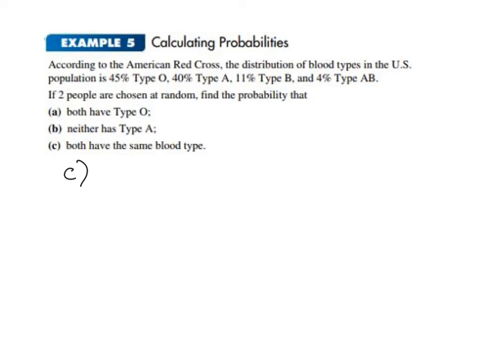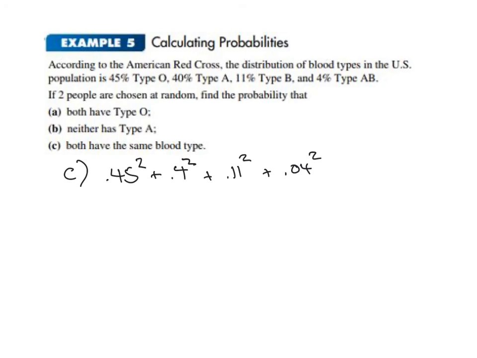To calculate C, both have the same blood type, is really a combination of four different possibilities. They're either both type A, or both type O, or both type B, or both AB.